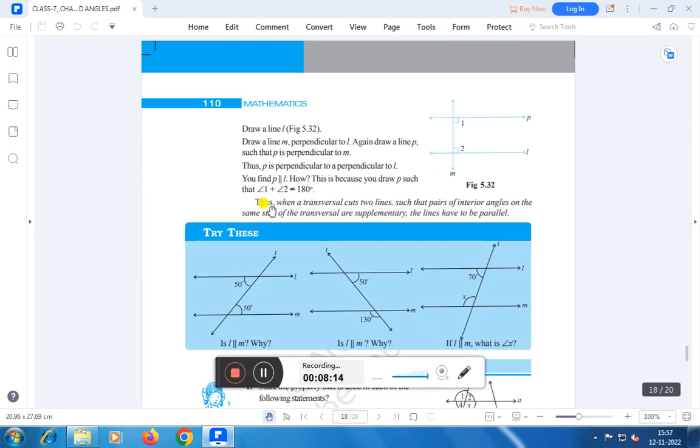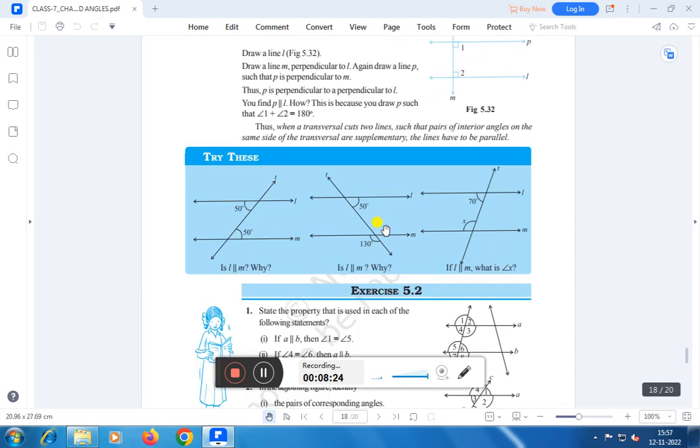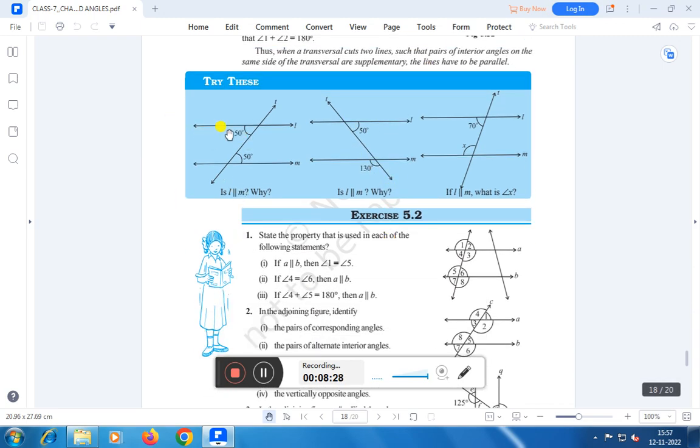In this case, when a transversal cuts two lines such that pairs of interior angles on the same side of the transversal are supplementary, the lines have to be parallel. These are the different conditions for when two lines are parallel. Here you see in this case, this is L and M, this angle and this angle are alternate angles, therefore we can say that L and M are parallel to each other.